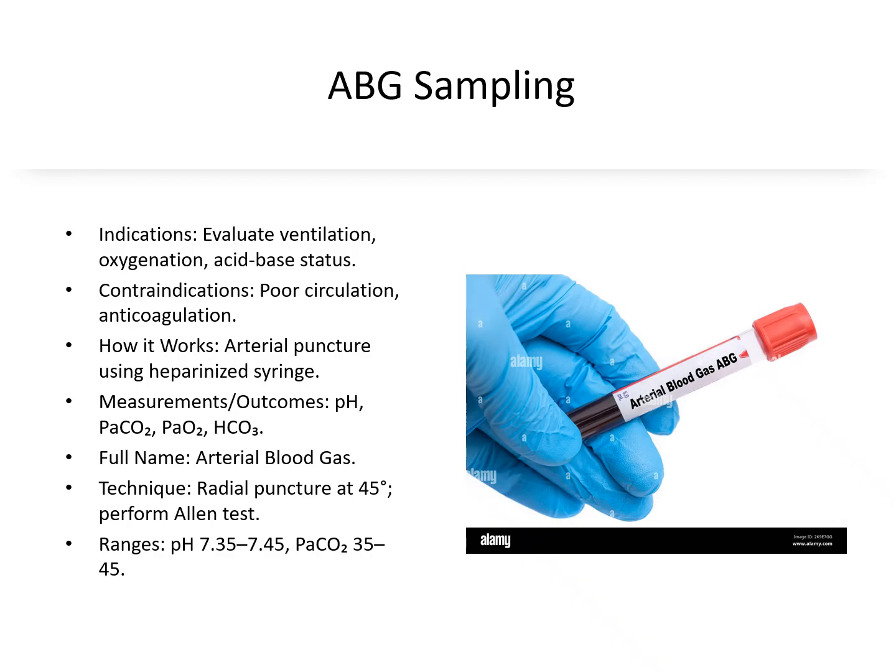The full name is arterial blood gas. Technique includes performing the Allen test and inserting the needle at a 45-degree angle. Normal values include a pH of 7.35 to 7.45 and a PaCO2 of 35 to 45. And the bicarb is 22 to 26.